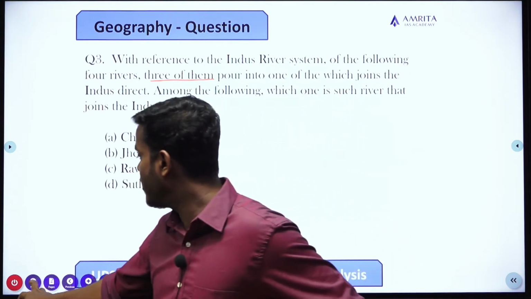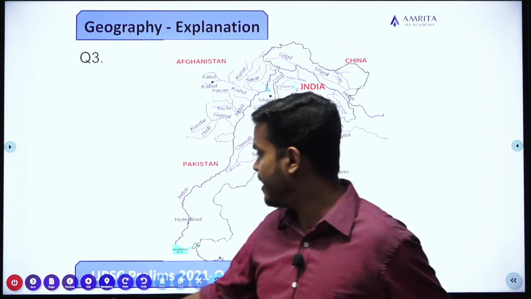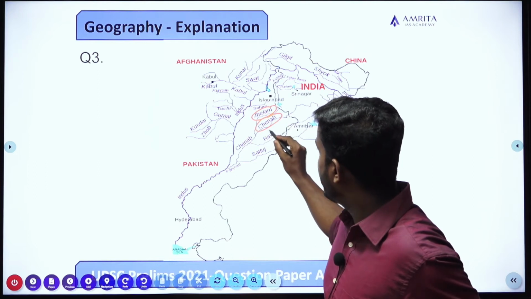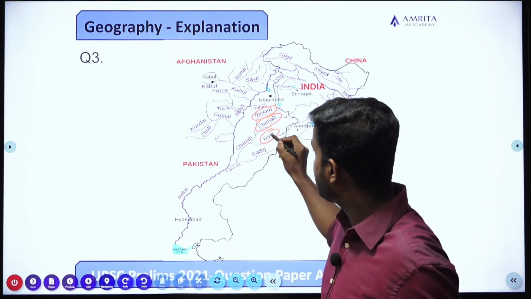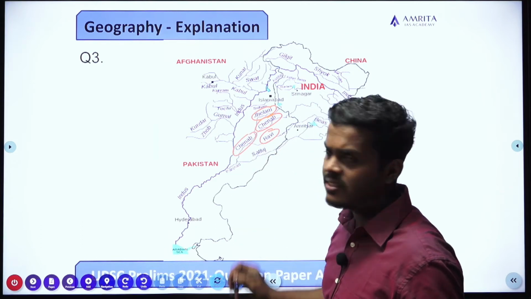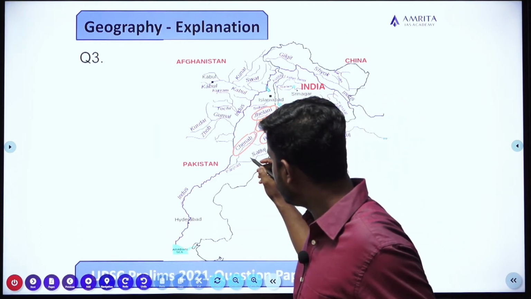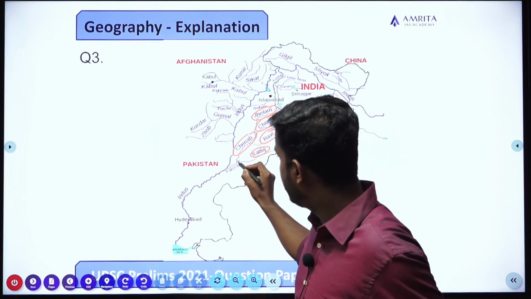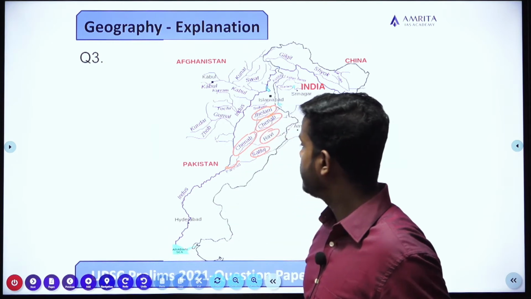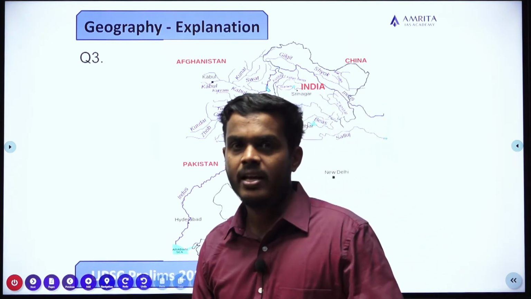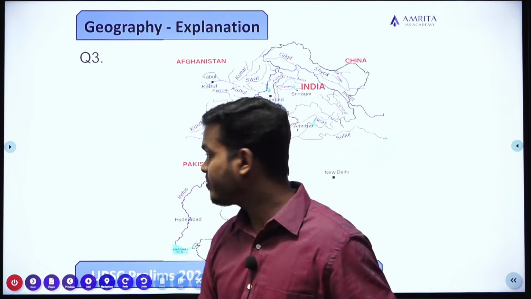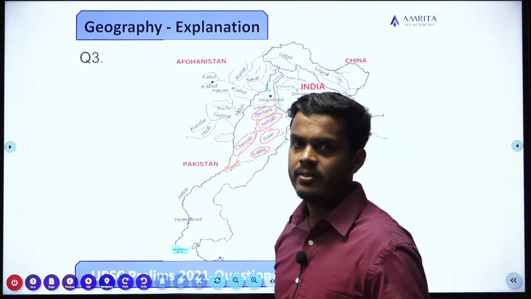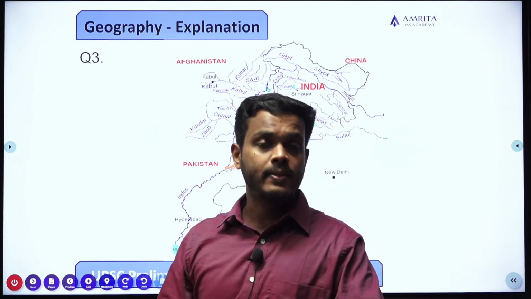Now if you look at the map of the Indus River system, we can see that we have Jhelum here, Chenab here, Ravi here, and these 3 rivers join and it is again called Chenab. And this river joins with the Satluj at this particular point, and this river then joins the Indus directly. Now the confusing factor is here. Chenab joins the Satluj. Now what is the name of this particular river? Is it Chenab or is it Satluj itself?